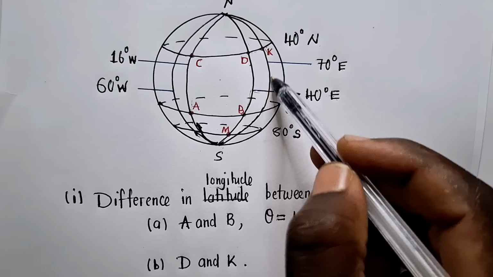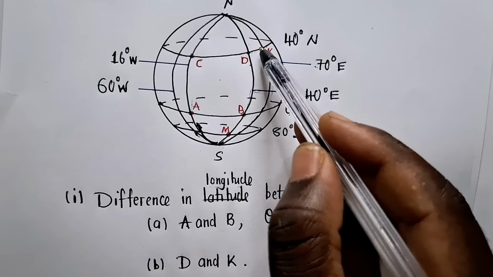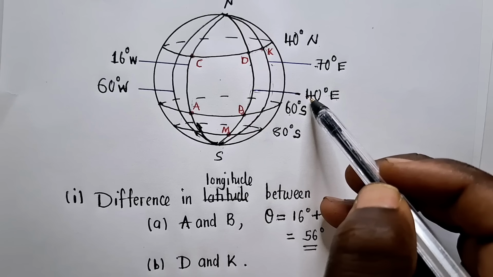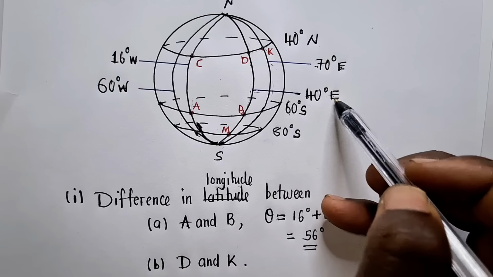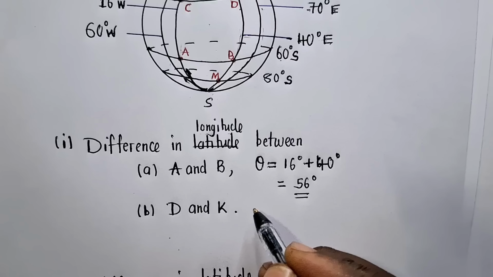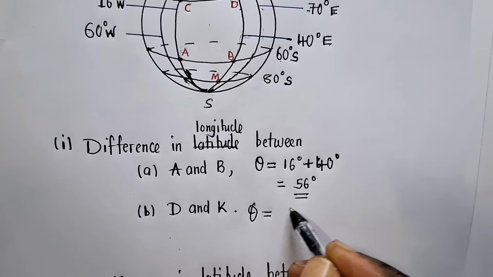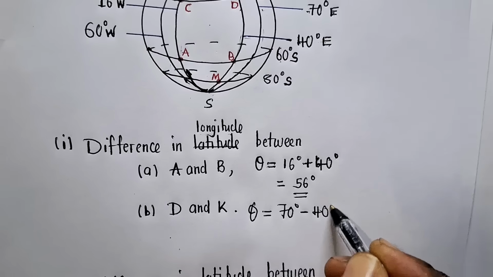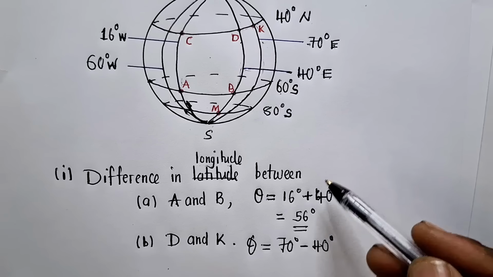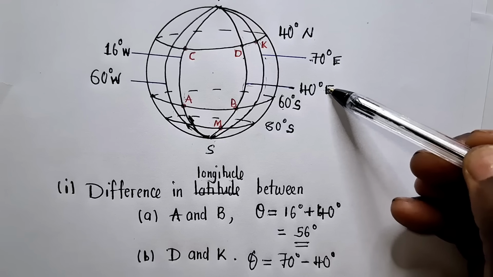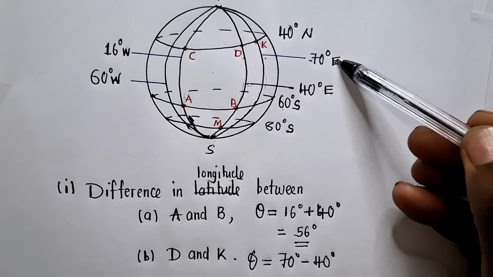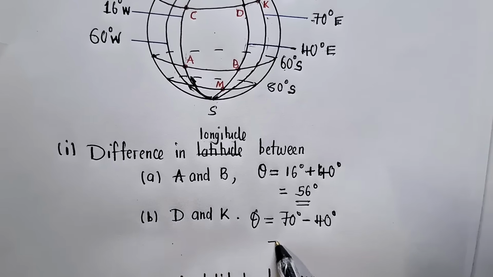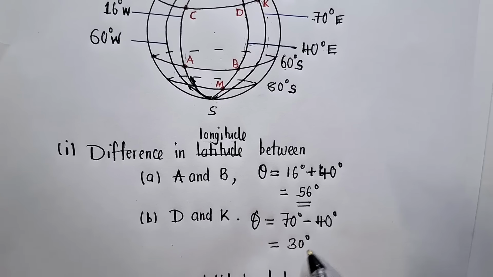And when you look at this one, it's 70. So K is 70, while D here is 40, and they are both east. So what we need to do here is to write theta is equal to 70 degrees minus 40 degrees. Why are we subtracting? Because if you look at 40 and 70, they are both east, so same direction, you subtract. And this will give us 30 degrees.